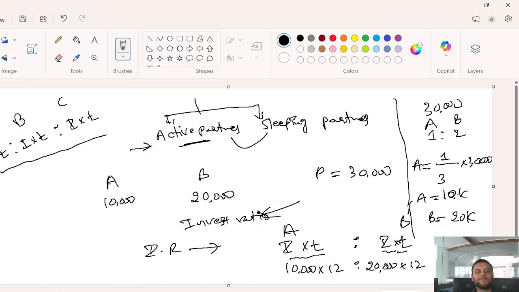As per that investment ratio, whatever profit comes, we are going to share. So this is the idea, my dear friends. Now we will apply this idea to solve various questions from partnership.